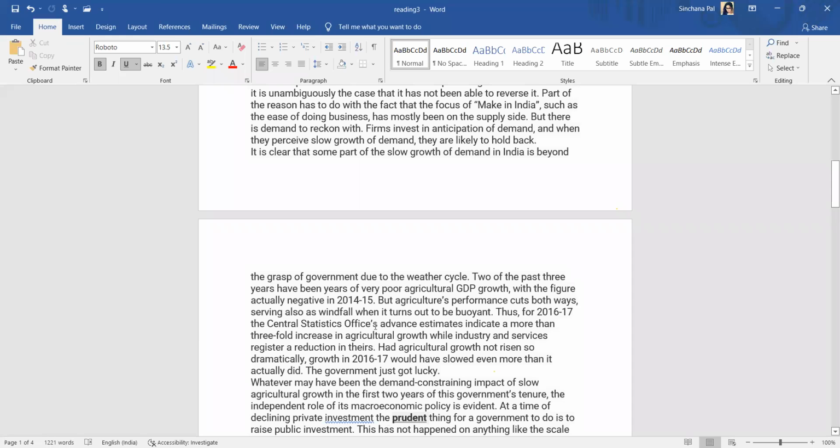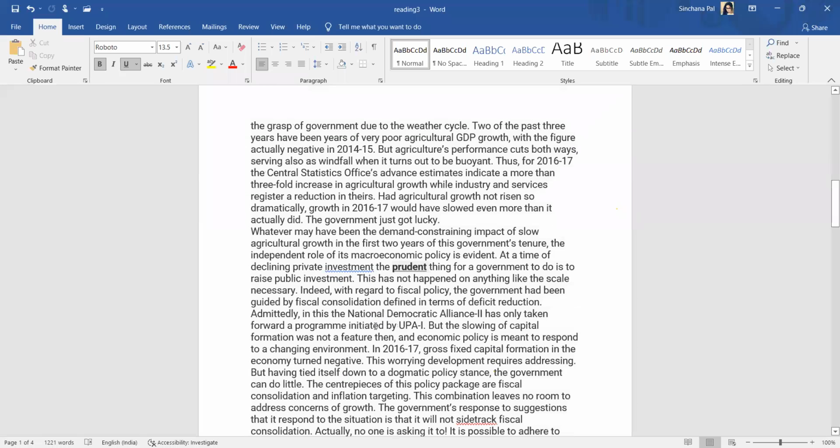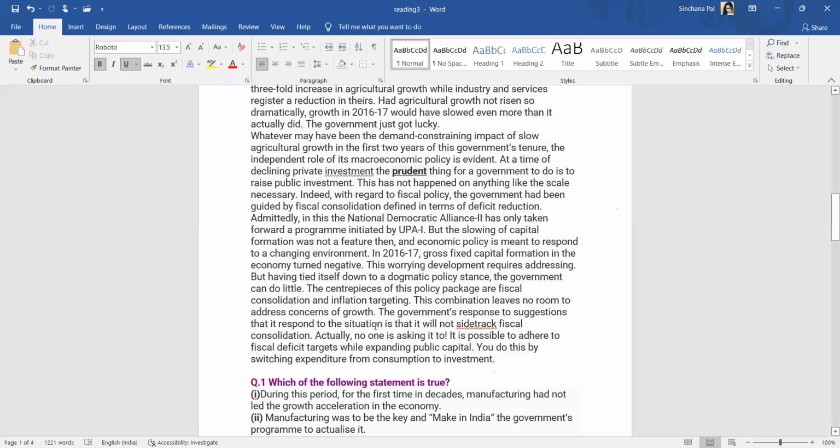So whatever may have been the demand-constraining impact of slow agricultural growth in the first 2 years of this government's tenure, the independent role of its macroeconomic policy is evident. At the time of declining private investment, the prudent thing for a government to do is to raise public investment. This has not happened on anything like the scale necessary.